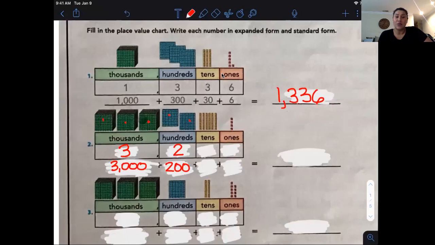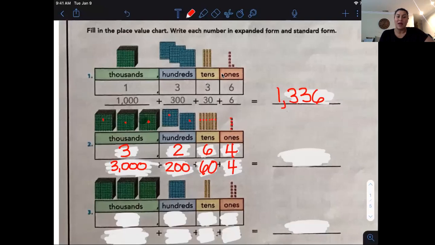And in the tens room, how many tens are there? Let's count them. 1, 2, 3, 4, 5, 6. So in the tens room, we just write a 6, but in expanded form, we would write 60, because if we count by tens 6 times, that equals 60. And how many ones are there? 1, 2, 3, 4. And do I need to change it in any way? Nope. In expanded form, 4 is 4.